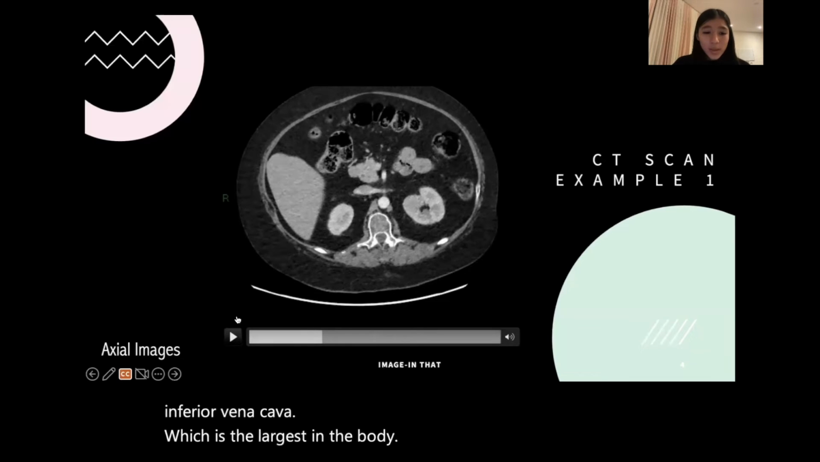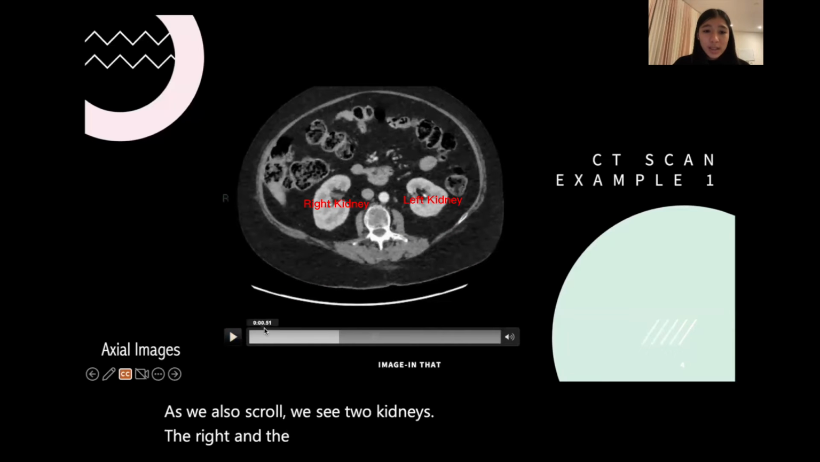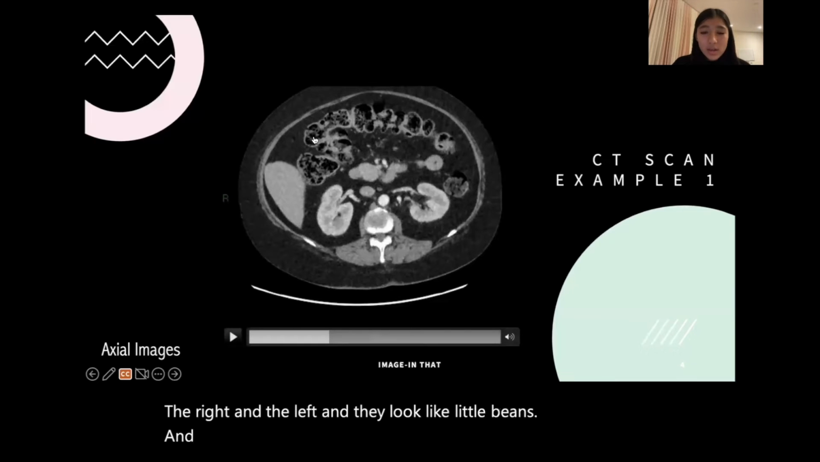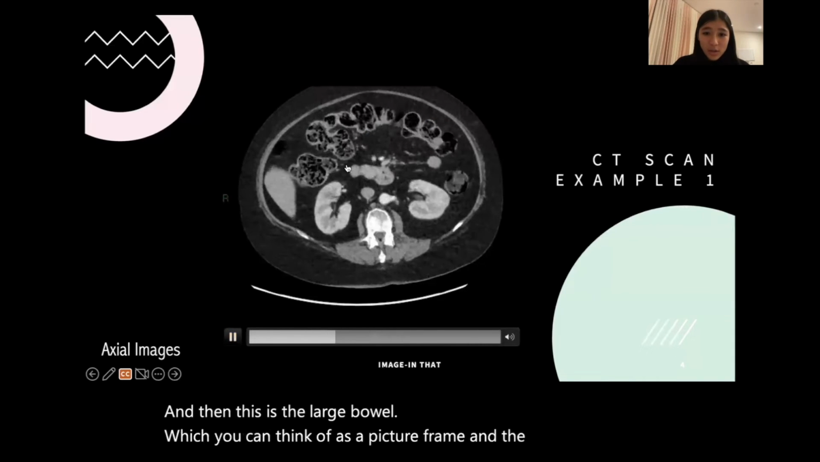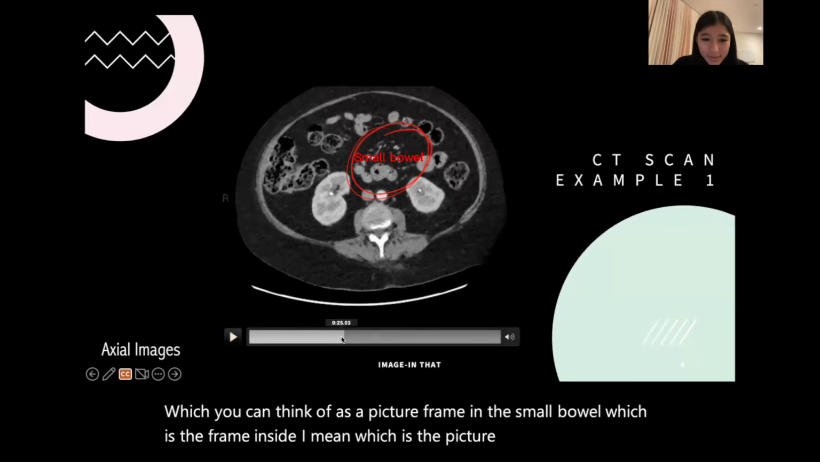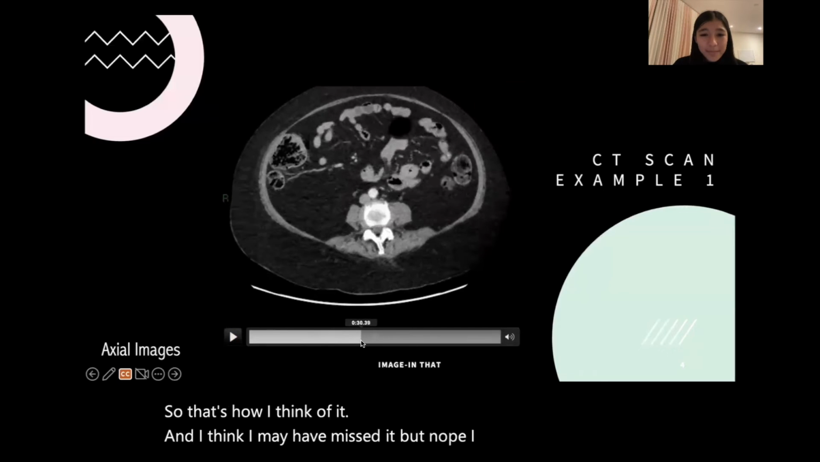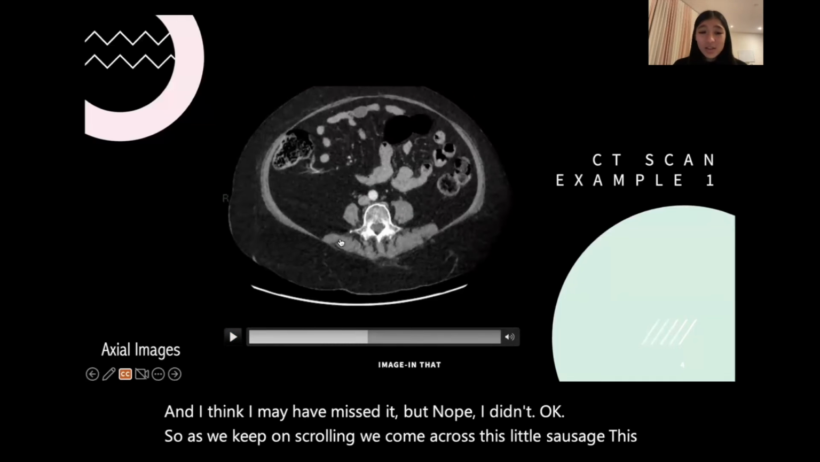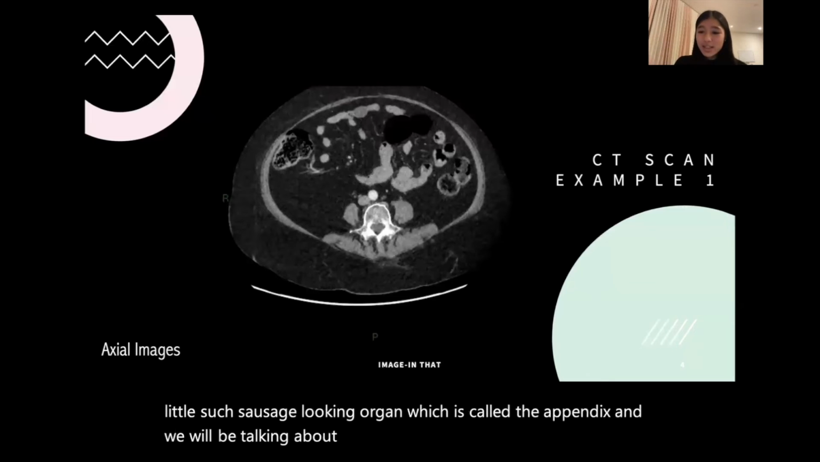As we also scroll, we see two kidneys, the right and the left, and they look like little beans. And then this is the large bowel, which you can think of as a picture frame, and the small bowel, which is the picture inside. So that's how I think of it. As we keep on scrolling, we come across this little sausage-looking organ, which is called the appendix. And we will be talking about this next lesson, so stay in tune.